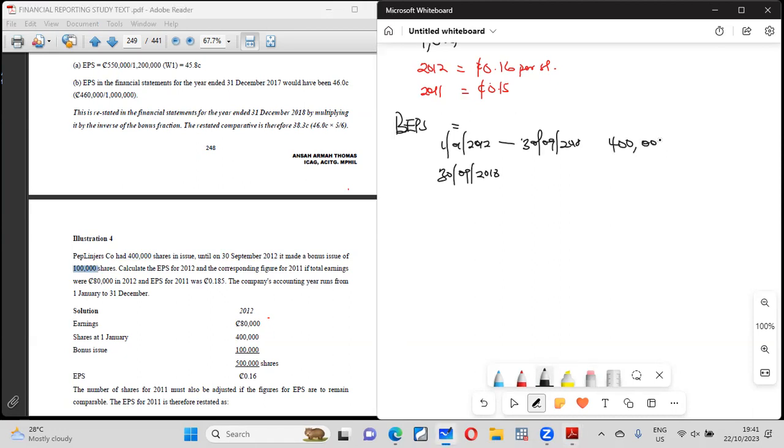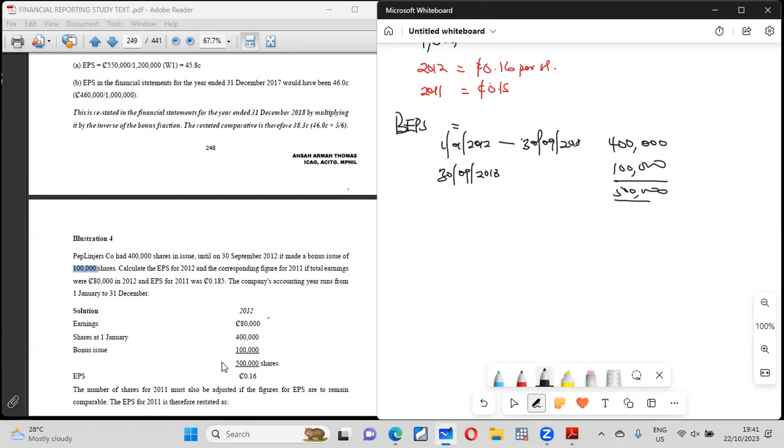So your 400,000 existed, all right. Because you don't have a bonus fraction to work with, all you need to do is go on and bring in the new issue of 100,000, so that you have 500,000 shares. I told you that whenever there is a bonus fraction, you can actually use the closing balance of shares that existed to do your earnings per share.